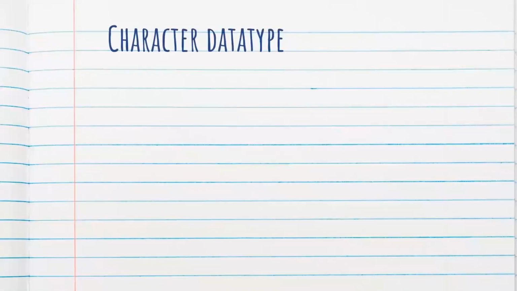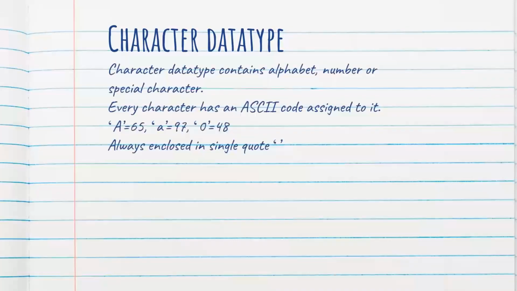The last data type is the character data type. A character data type contains an alphabet, number, or a special character. Every character has an ASCII code assigned to it. For example, the ASCII code of capital A is 65. The ASCII code of small a is 97. And the ASCII code of 0 is 48. So every character in C language is associated with an ASCII code.